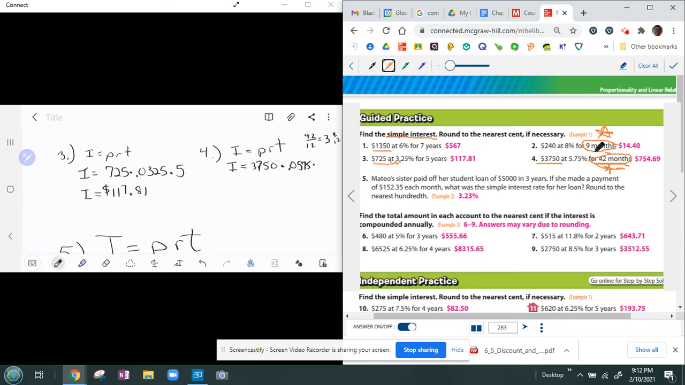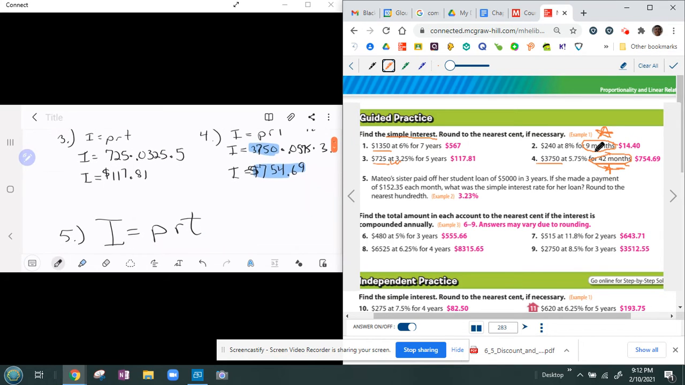So I got times 3.5. All right, and when I multiply that up, I get that nice bit of interest of $754.69. And if we were to total those guys up, we'd get the total amount in our account. This problem didn't ask us to do that though, so we can move on.